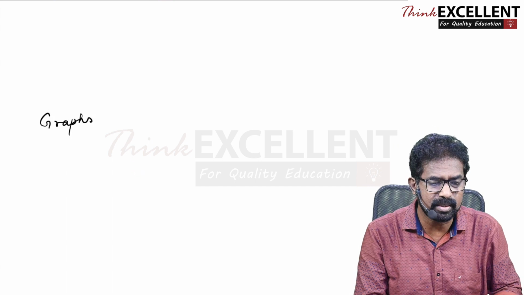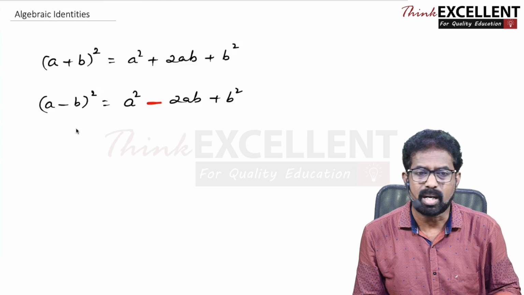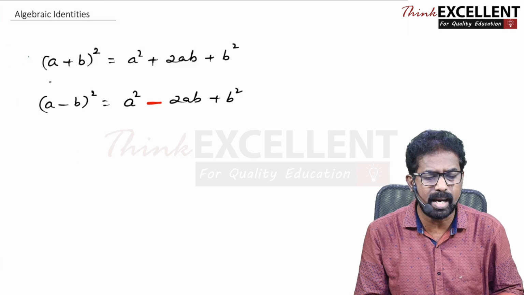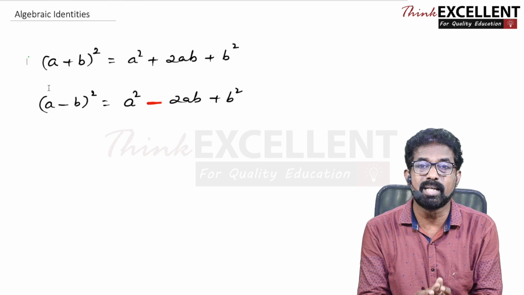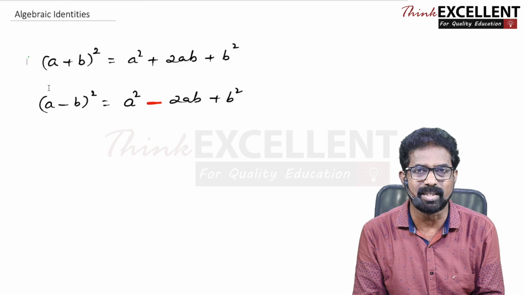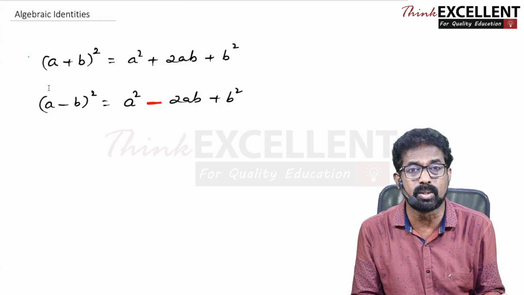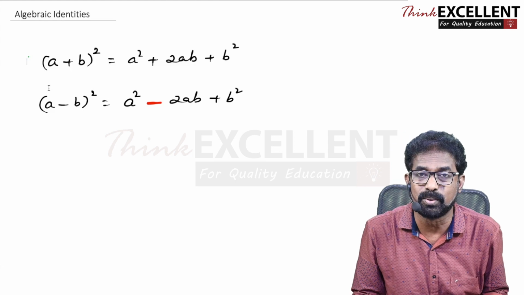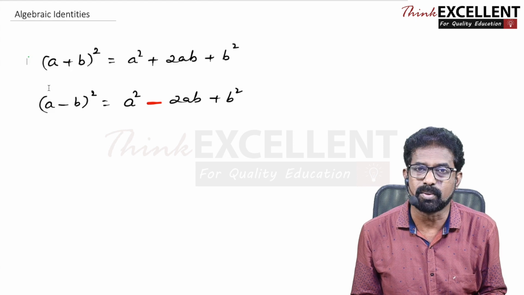Okay. Now let us see some of the algebraic identities. There are a lot of identities. We are going to see a few identities now. The first and foremost one, a plus b the whole square. Right from lower classes we study, right? Even in the higher classes, some students write just a square plus b square. No. A plus b the whole square is a square plus 2ab plus b square, right?